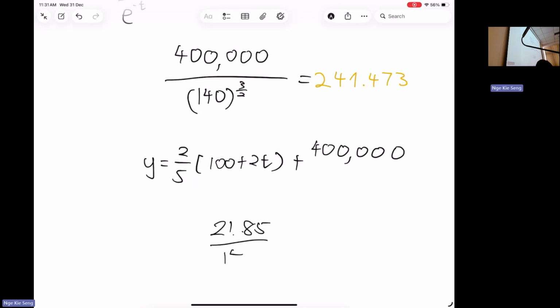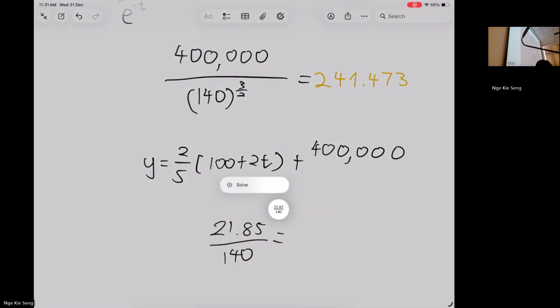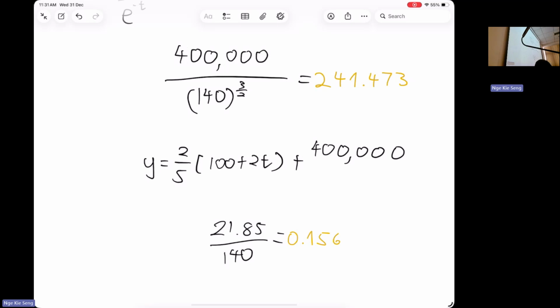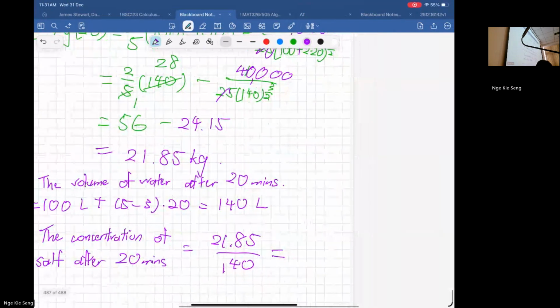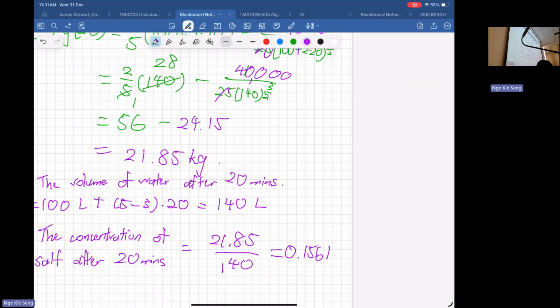21.85 over 140 equals 0.156 kg per liter.